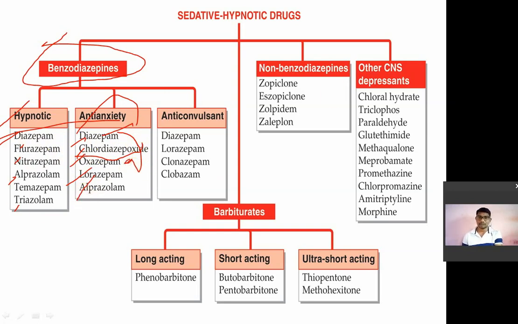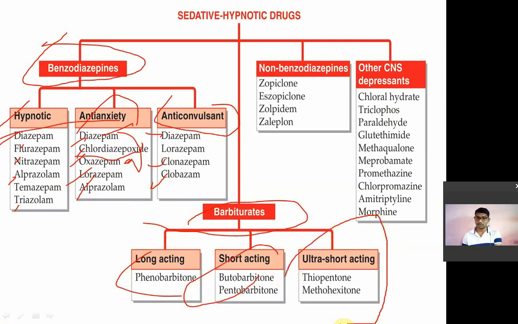Then the next category of benzodiazepines is anticonvulsants, those drugs utilized as anticonvulsant drugs: diazepam, lorazepam, clonazepam, clobazam. Then the second class of sedative hypnotics is the barbiturates, classified according to their duration of action. Long-acting phenobarbital; short-acting butobarbital and pentobarbital; and ultra-short-acting thiopental and methohexital, which are thiobarbiturate derivatives.